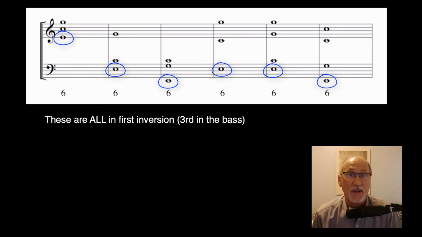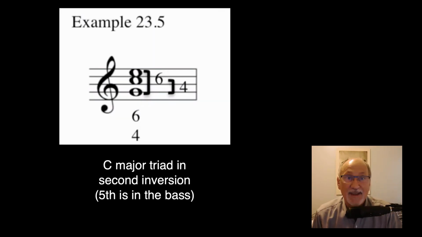Here's yet another example, a C triad in second inversion. You can see that this is a C major triad in second inversion, because the fifth of the chord, G, is in the bass, or the lowest voice. The figured bass symbol for this second inversion is 6-4, because these are the numbers that represent the intervals from the lowest note, G, to the upper voices. So G to E is 6, you can count it up, and G to C is 4.